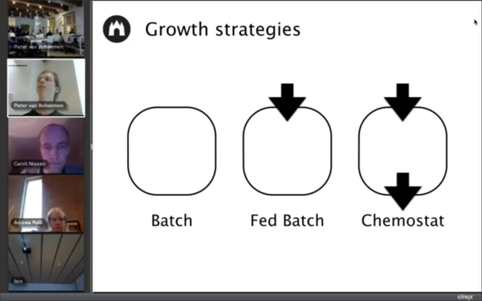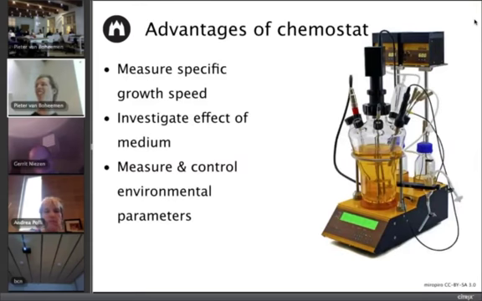Can you describe some of the reasons why somebody would choose that, or what's the industrial use now? Yeah. So the advantages of a chemostat. Good question. Is exactly the next slide. So the chemostat is like the ideal situation.